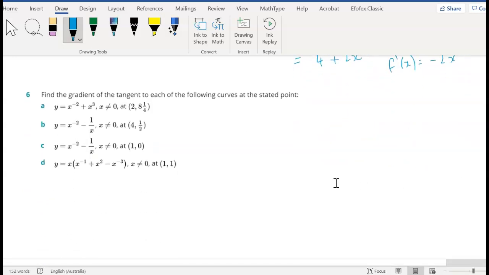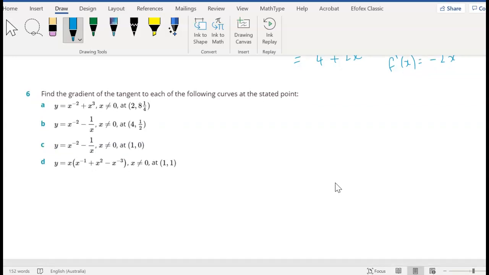In question 6, find the gradient of the tangent to each of the following curves at the stated point. I might just do one question, and we'll do D, because usually the last one is a bit harder. So we've got y equals x times (x to the negative 1 plus x squared minus x to the negative 3). It says x does not equal 0, and we're finding the gradient at (1, 1). Let's just expand that first.